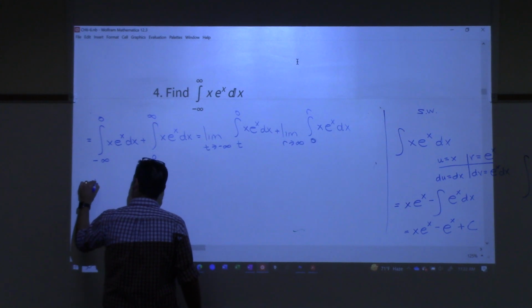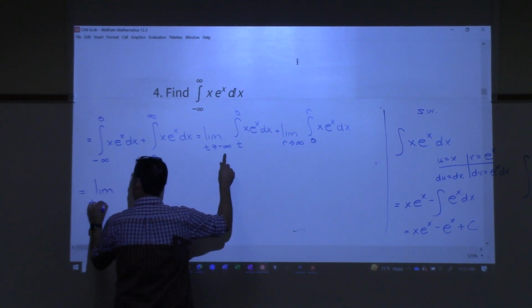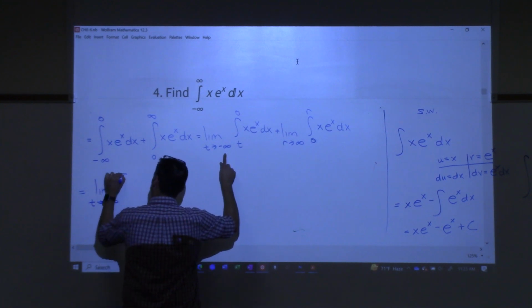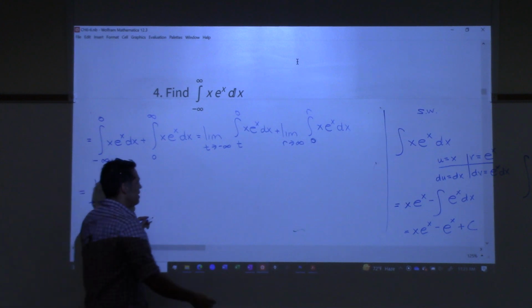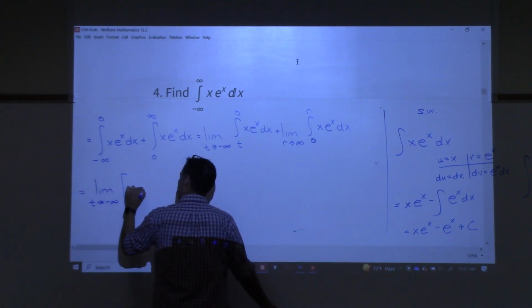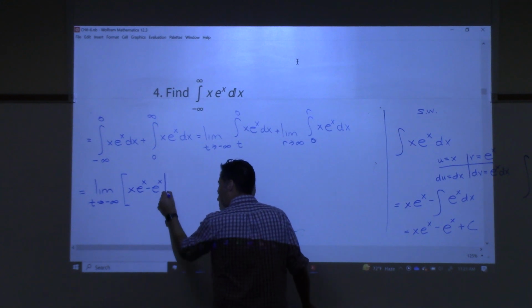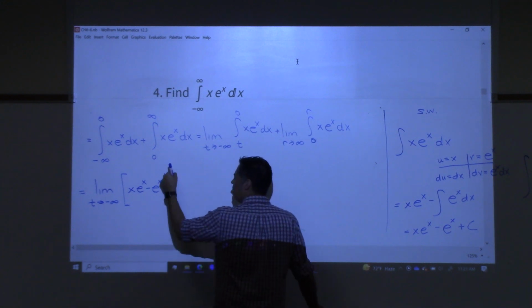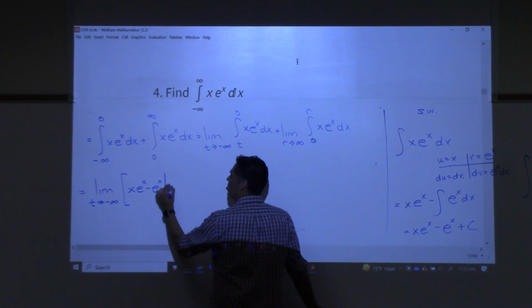So now I'm going to write limit. First one, t goes to negative infinity. Bracket. I need the antiderivative, which I already did. The antiderivative over here was x e to the x minus e to the x. And I want to evaluate that from where to where? Infinity to 0? T to 0. T to 0.